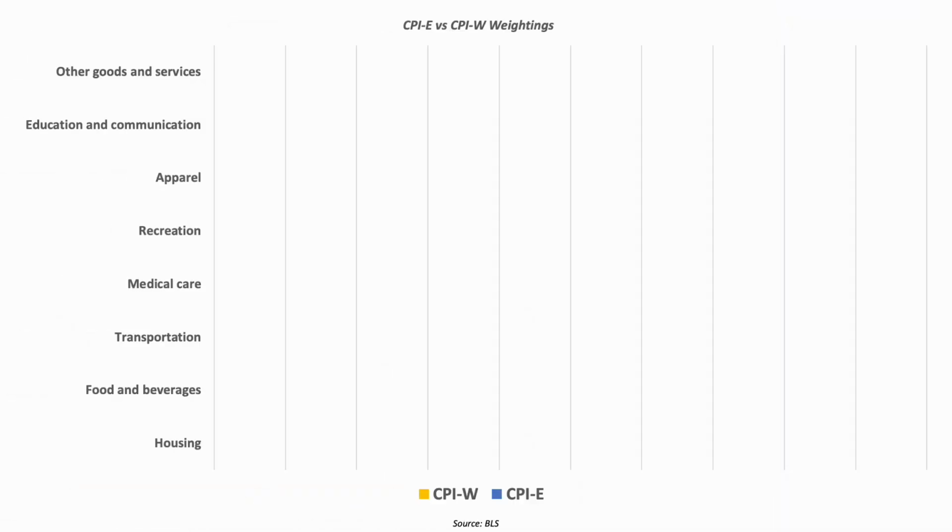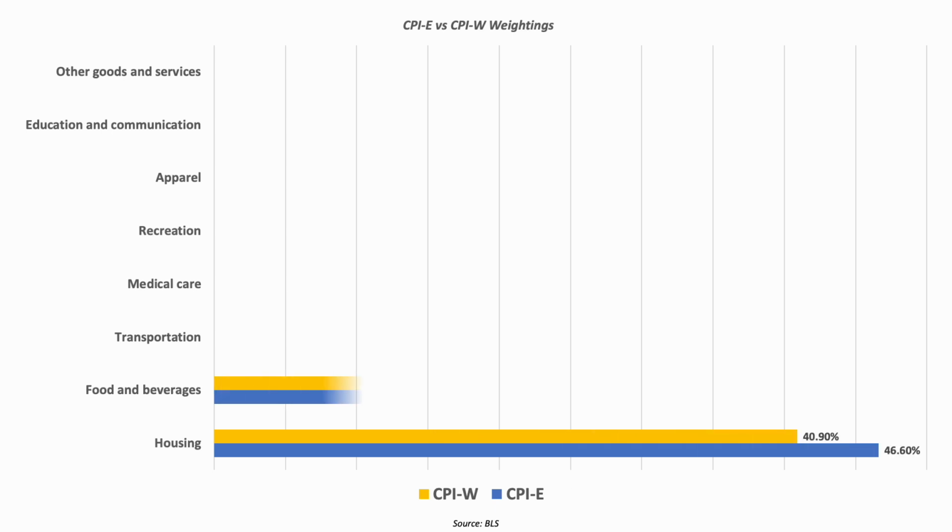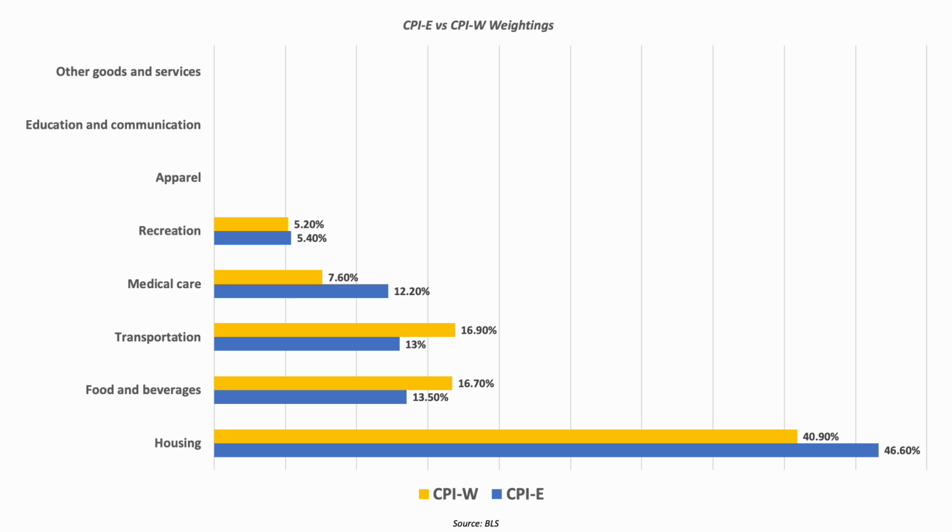In total, each index measures 8 main categories. There's housing, food and beverages, transportation, medical care, recreation, apparel, and then education and communication, and then finally, other goods and services for the stuff that doesn't fit elsewhere.